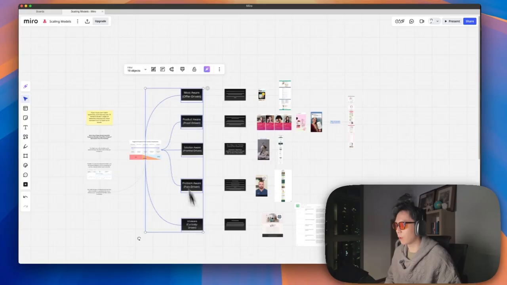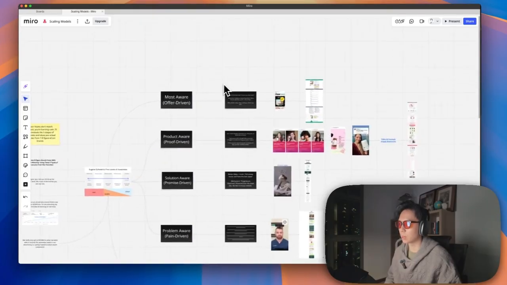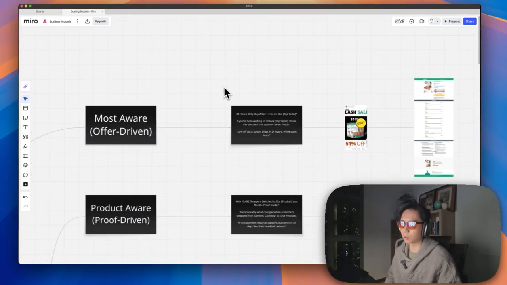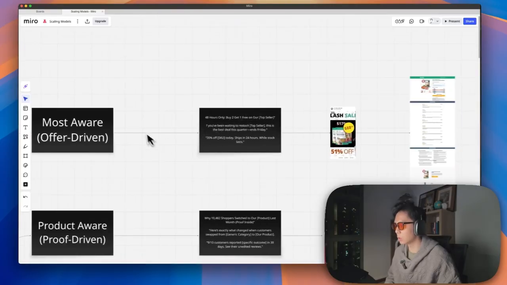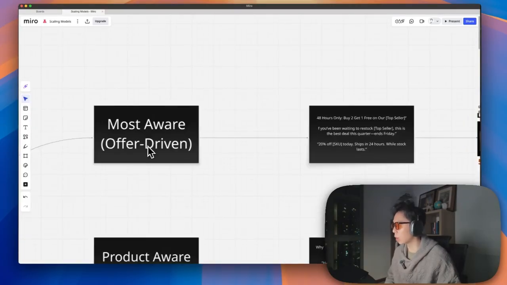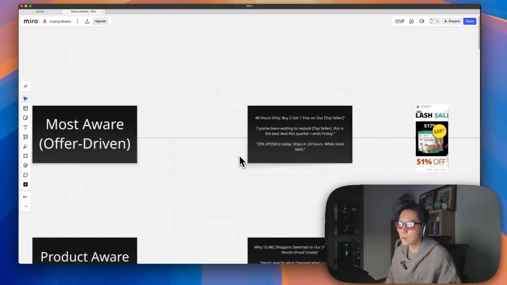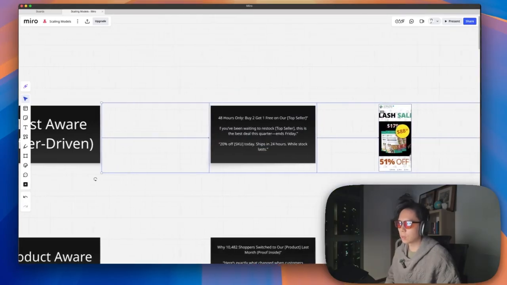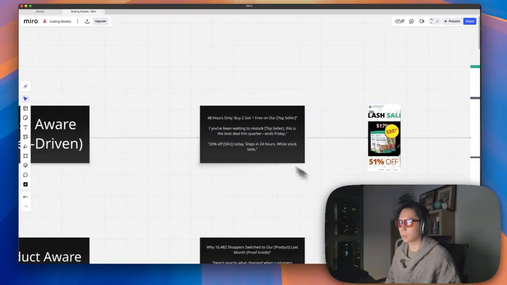Now let's break down the 5 different stages of awareness and what their ads look like. I've attached examples as well, and I'll run through some of these ads with you. But starting first with the most aware and offer-driven ad, this is where most beginners live. These are ads that are not hard to make. They are basically competing on price and the product.